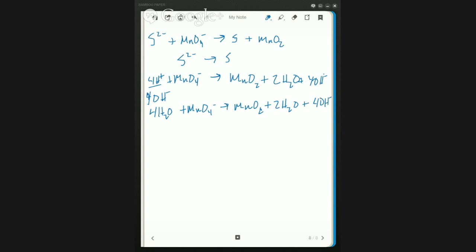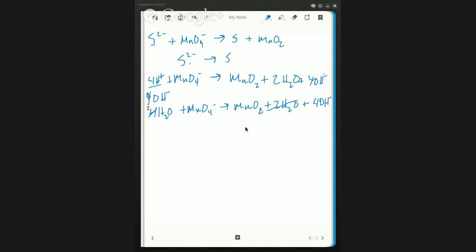Now, in doing that, again, we're going to notice I have 4 water here and 2 here. I can't have those show up on both sides of the equation, so I'm going to cancel out these, which cancels out 2 of my water on this side. So that is the only slight change.